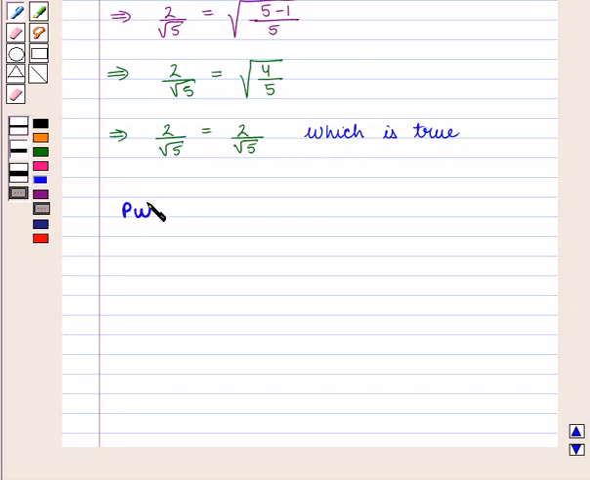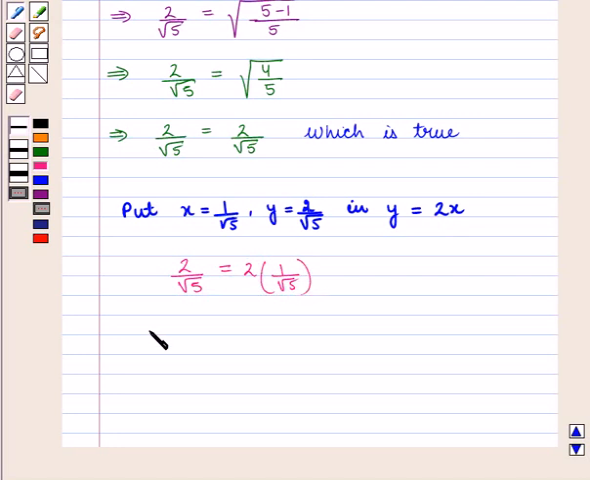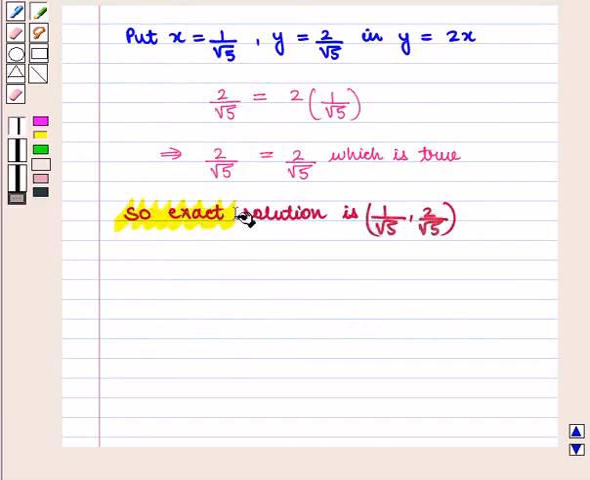Now again, we put this point with the coordinates 1 upon square root of 5, 2 upon square root of 5 in the second equation, that is y is equal to 2x, and we have y, that is 2 upon square root of 5 is equal to 2x, that is 2 into 1 upon square root of 5, which implies that 2 upon square root of 5 is equal to 2 upon square root of 5, which is true. So, exact solution is given by the ordered pair 1 upon square root of 5, 2 upon square root of 5.